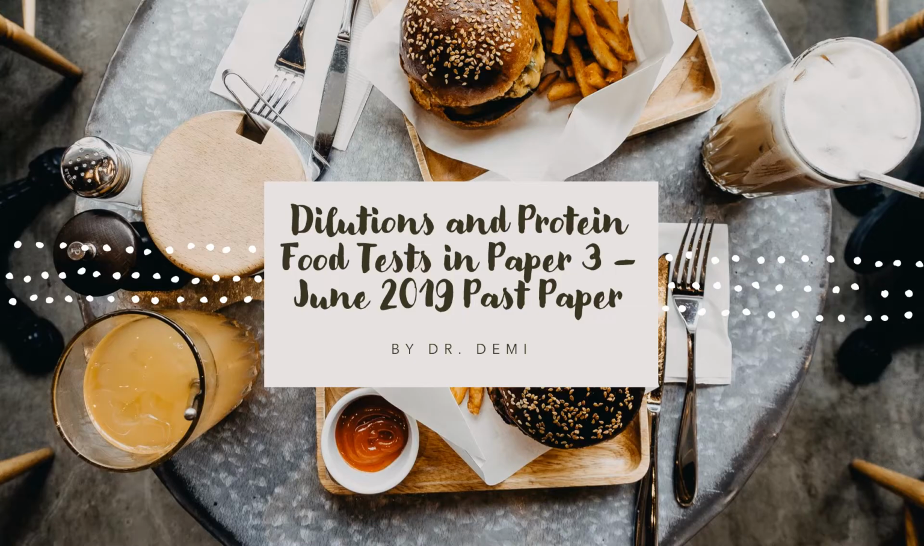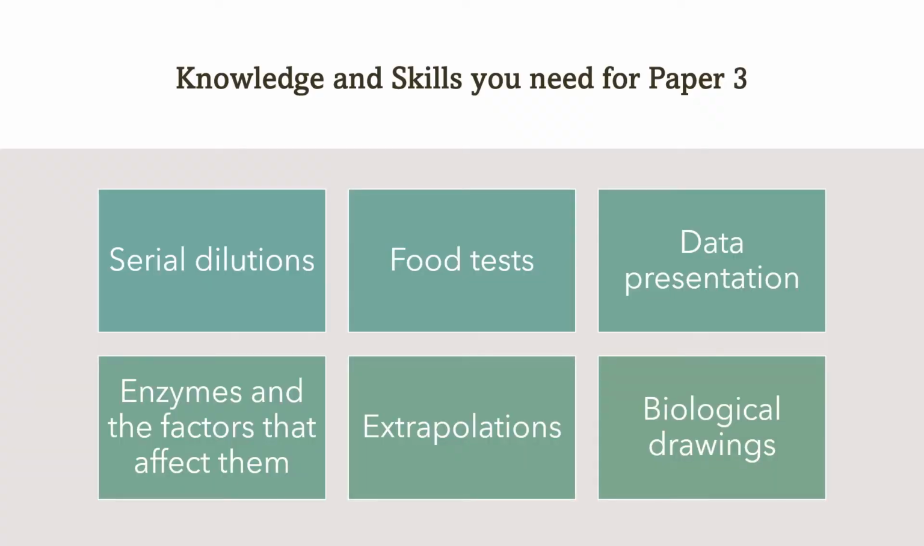Let's get into it. So first things first, I want to point out the skills and knowledge you need for paper 3 as well as some extra things that you need to know. First of all, you need to understand what serial dilutions are and how to calculate them. Understanding serial dilutions will go a very long way in paper 3 because I realized that over the past 3 years this has become sort of a constant feature in the questions the students get.